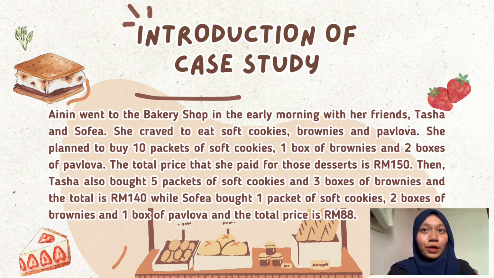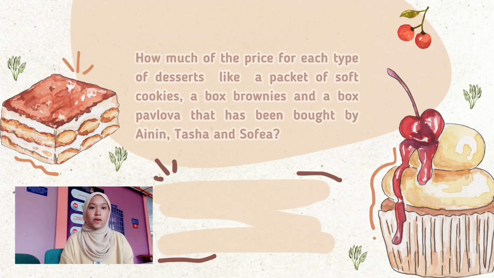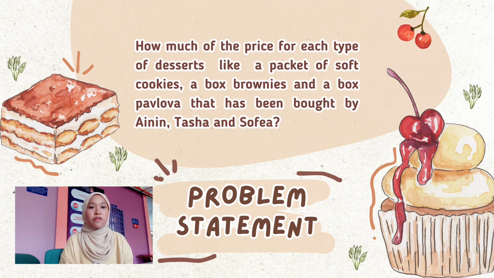Annie went to the bakery shop in the early morning with her friends Tasha and Sophia. She craved soft cookies, brownies, and pavlova. She planned to buy 10 packets of soft cookies, 1 box of brownies, and 2 boxes of pavlova. The total price that she paid for those desserts is 150. Then Tasha also bought 5 packets of soft cookies and 3 boxes of brownies, and the total is 140, while Sophia bought 1 packet of soft cookies, 2 boxes of brownies, and 1 box of pavlova, and the total price is 88.